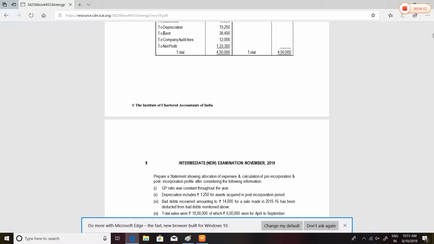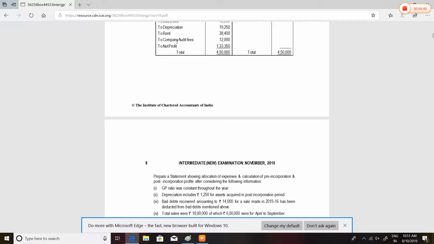Next, depreciation done. Rent 38,400, time ratio. Company audit fees: it is now of the company, so company audit fees will be allocated to post incorporation. Then there is net profit.